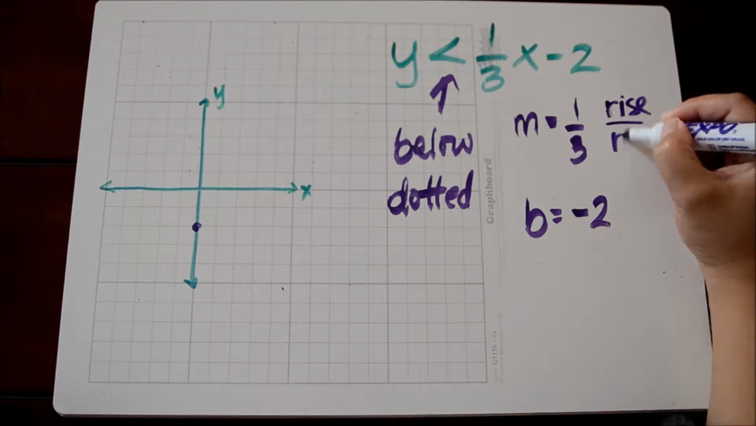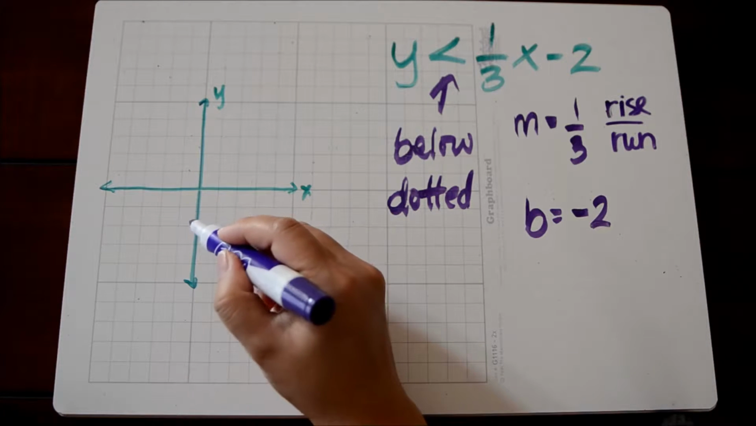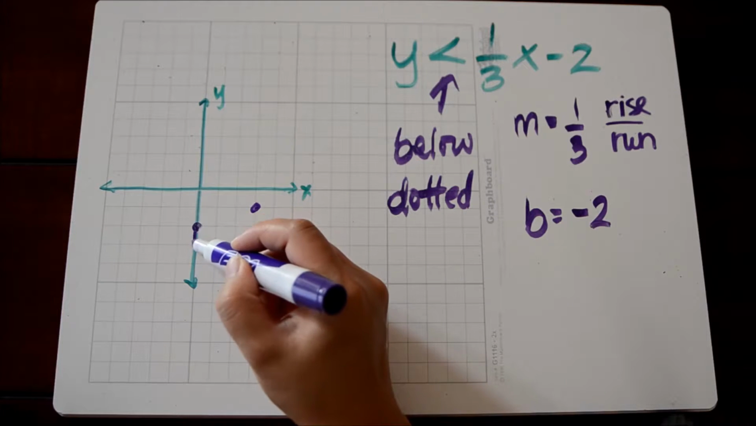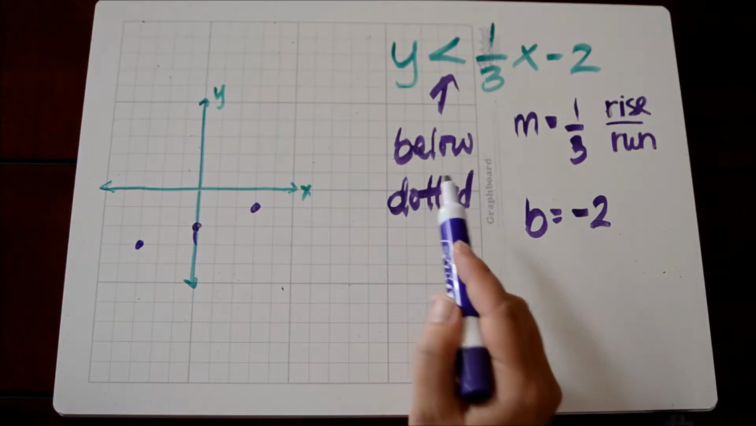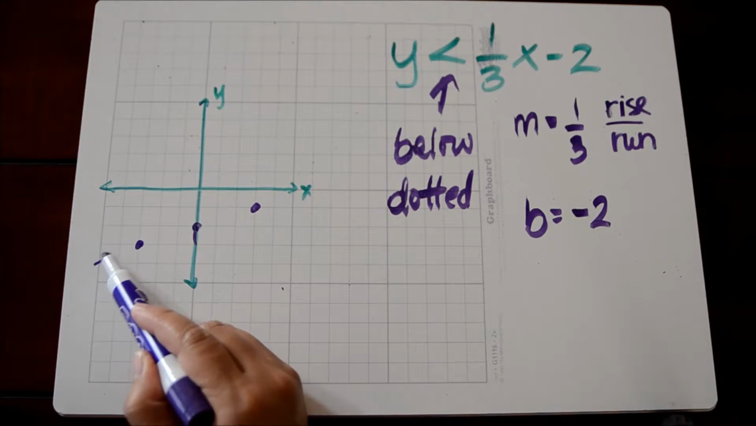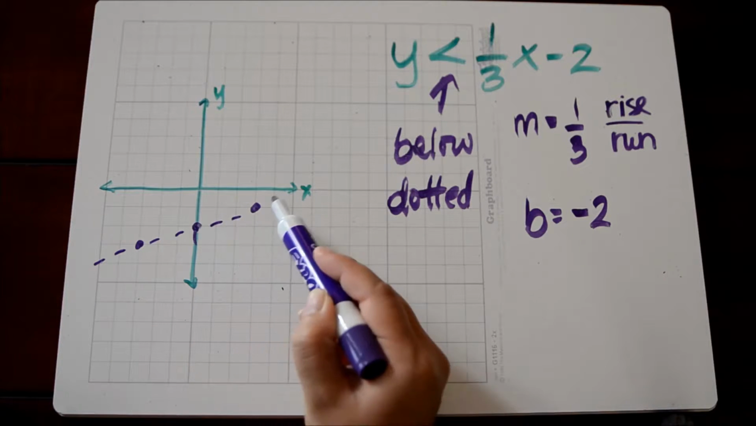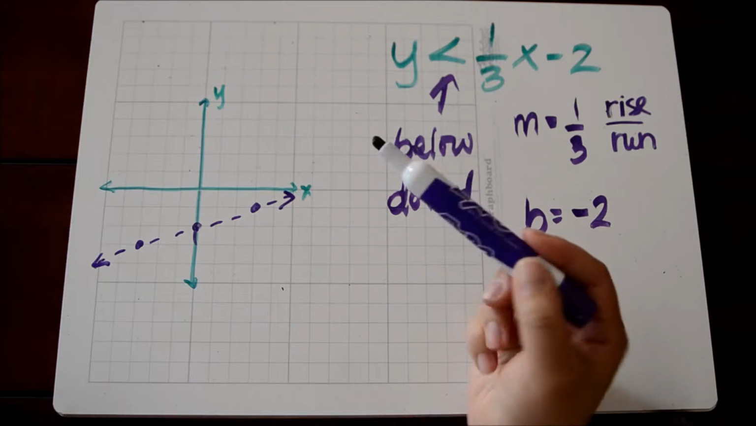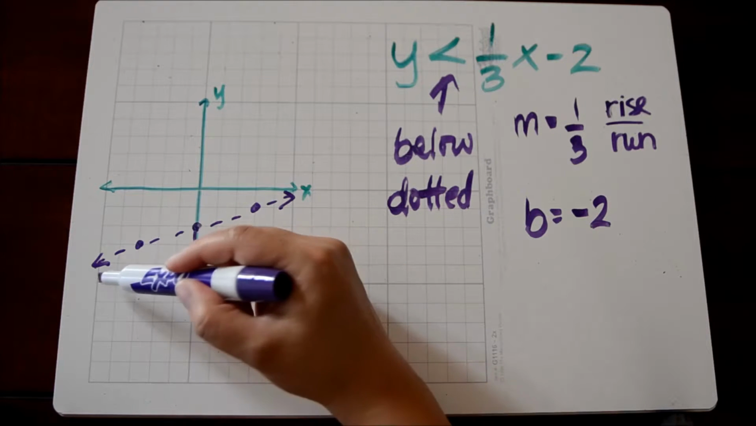So this is our rise over our run, or our change in y over change in x. We go up 1 to the right 3. We could also extend our graph in the opposite direction, going down 1 to the left 3. Since it's a dotted line, I'm just going to draw little dash marks going through our points. And we're going to shade below this boundary line.